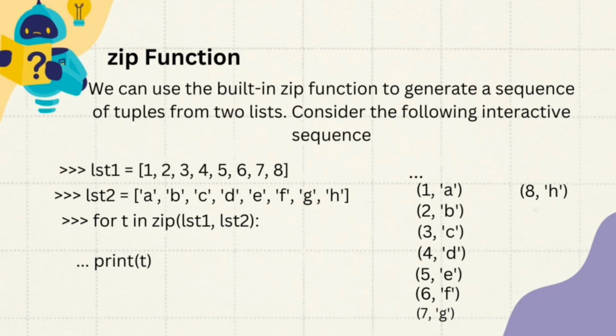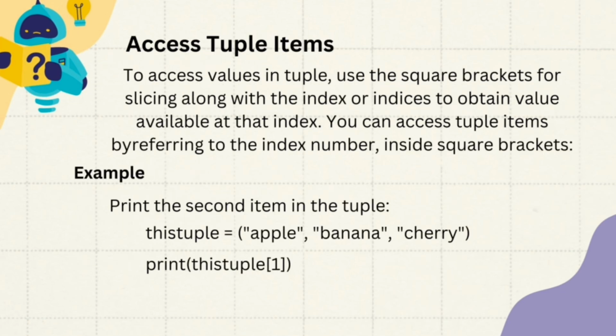Zip function. We can use the built-in zip function to generate a sequence of tuples from those lists. Consider the following interactive sequence. Access tuple items. To access values in a tuple, use square brackets along with the index or indices to obtain the value available at that index. You can access tuple items by referring to the index number inside square brackets.